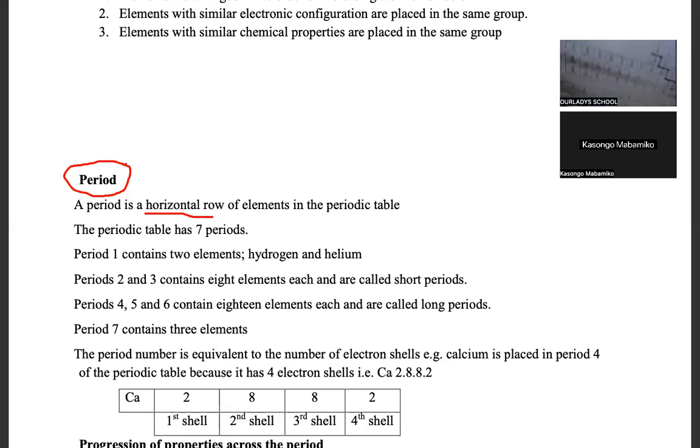Oh, I've even switched. Forgive me. So we have these ones that we are calling vertical columns rather. These are the ones we are calling vertical columns. And these ones here are the ones we are calling horizontal rows. So when you're talking about a period, you're talking about counting these ones. How many are they? 1, 2, 3, 4, 5, 6, 7. So these are the periods we are talking about.